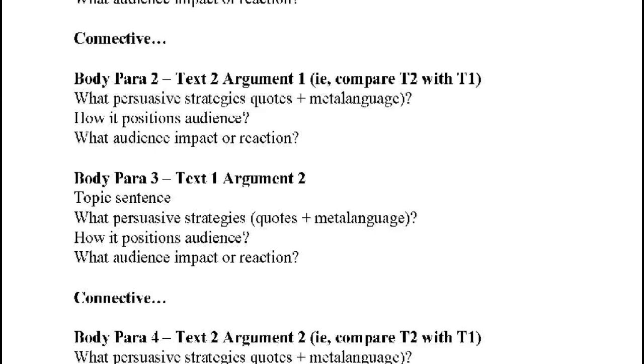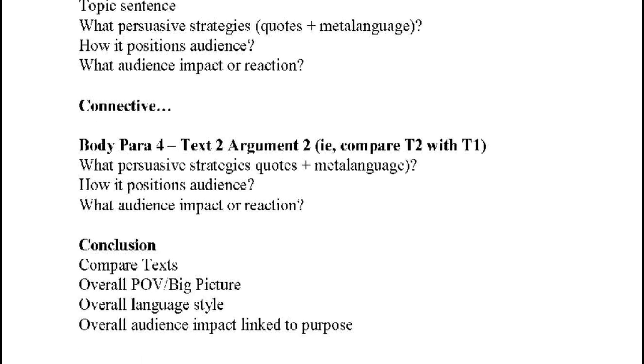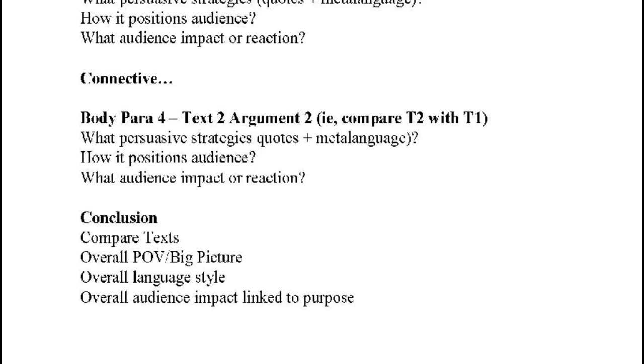Then you move on to the third paragraph, which is the second argument for the first text, and then you use a connective and you go into the fourth paragraph, which is the second argument for the second text, i.e. again you're comparing the second text with the first text, same kind of thing. If there's other texts, this is probably the time to bring in the other text and do a fifth paragraph where you're comparing the other text, so text 3 or 4, whatever it might be, with the first 1 or 2 texts, or the key contention from the first text. Okay, and then the conclusion there is same kind of thing.